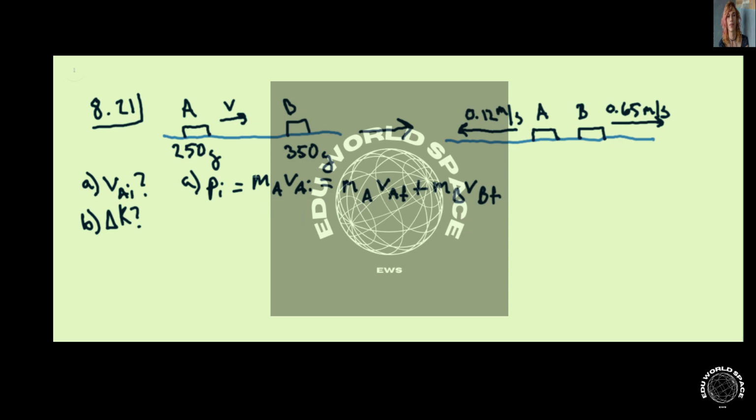Now, in order to solve this, it's pretty easy. We just divide both sides by M_A. And so we have the final speed of A, which recall this is going to be negative, plus the ratio of the masses times the final speed of B.